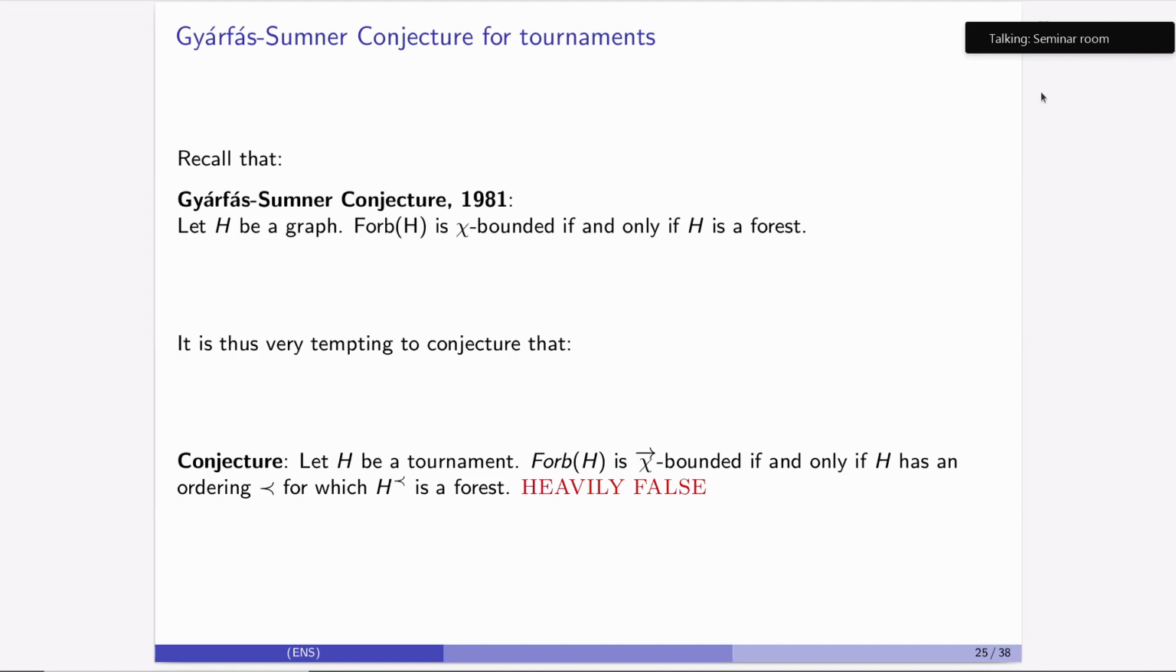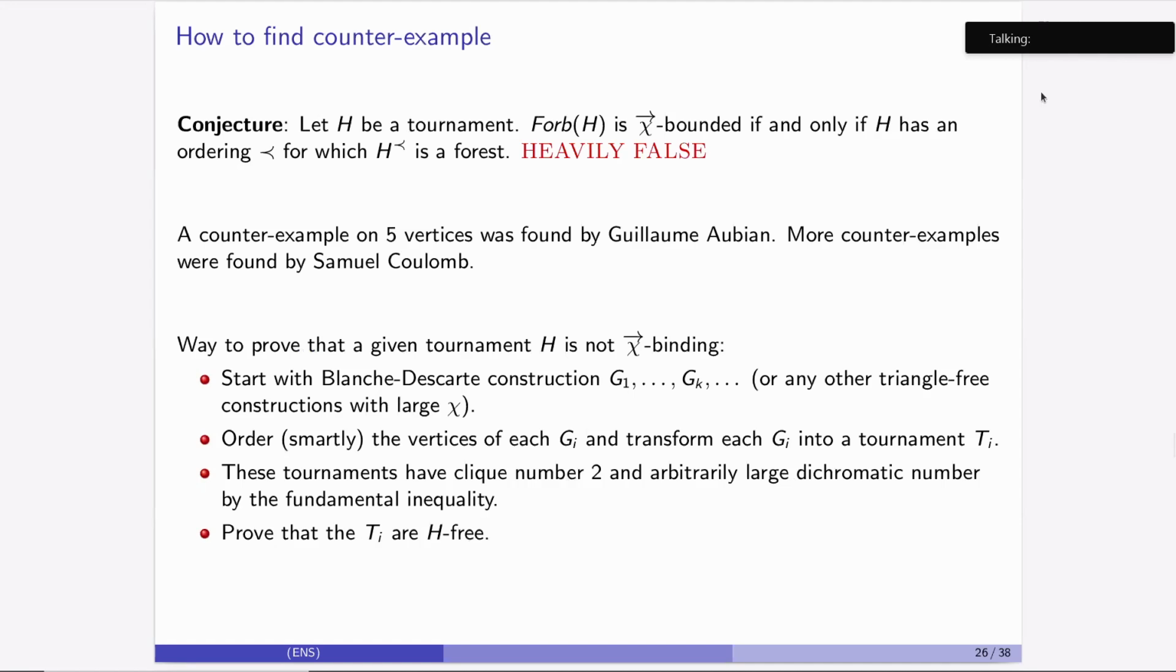We submitted the first paper we had, we did this conjecture, and a few months later, my PhD student found a counterexample, a very small one. So why is it so false? Well, because Guillaume Aubian found a 5-vertex tournament that is not chi-bounded, and that admits a forest ordering. And since then, many others were found by another student of mine during an internship.